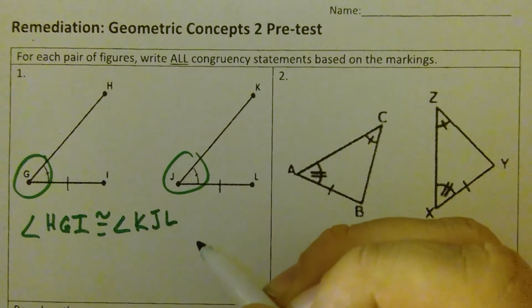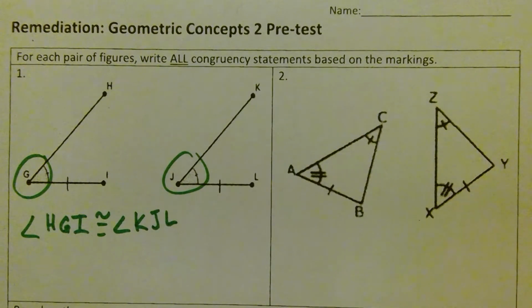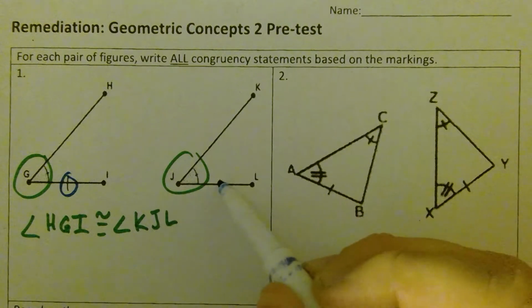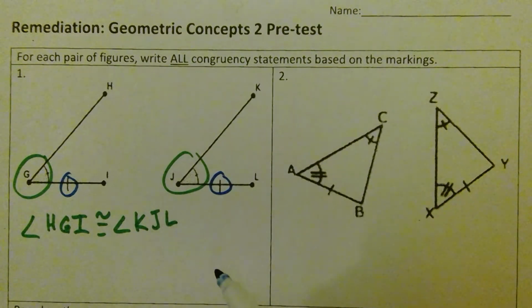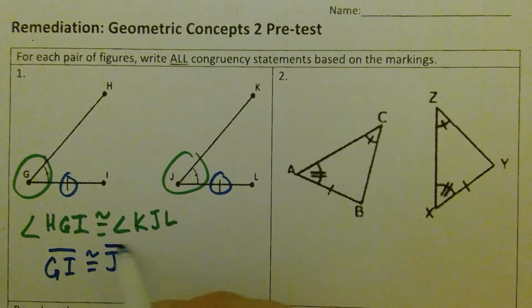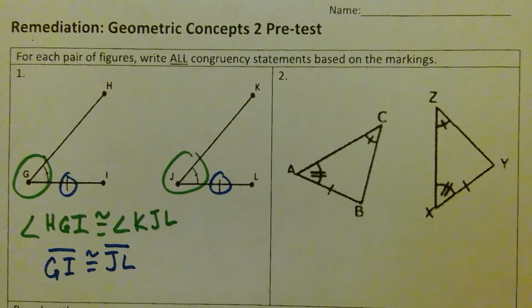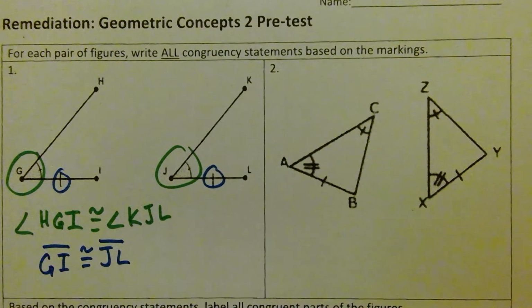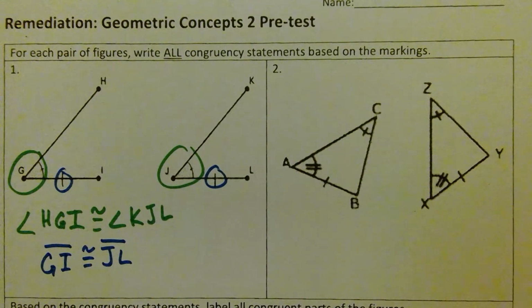Now, if we take a look at our other marking that we have here, we've got one mark on this line, one mark on this line, and that means that both of those lines have to be congruent. So we can show that segment GI is congruent to segment JL. Okay, so go ahead and try number 2 on your own before we go over that question.